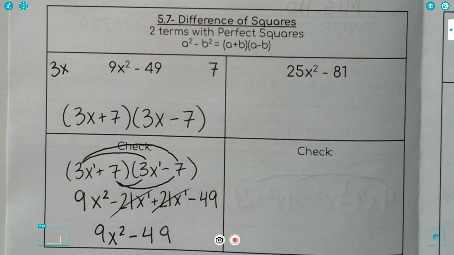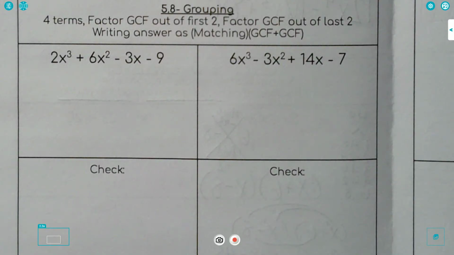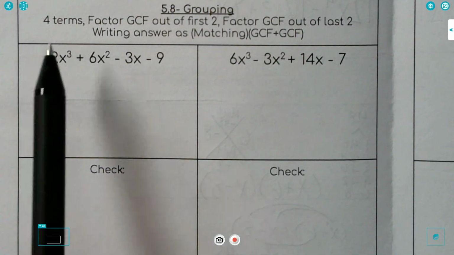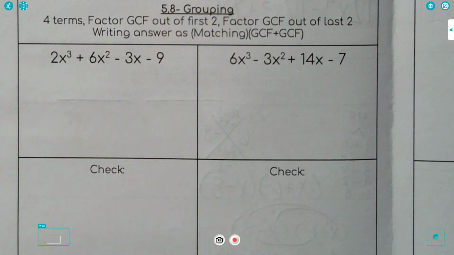Okay, I'm going to pause the video. Hey, next method, I said math instead of method. Next method of factoring that we learned was factoring by grouping. Factoring by grouping can only be used when we have 4 terms. It's called grouping because we do it in 2 groups.